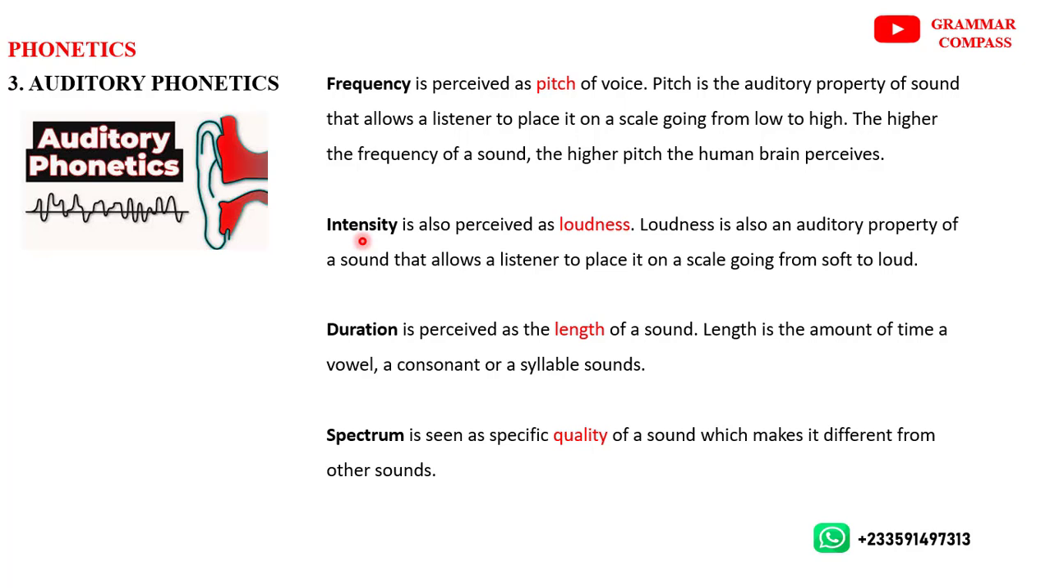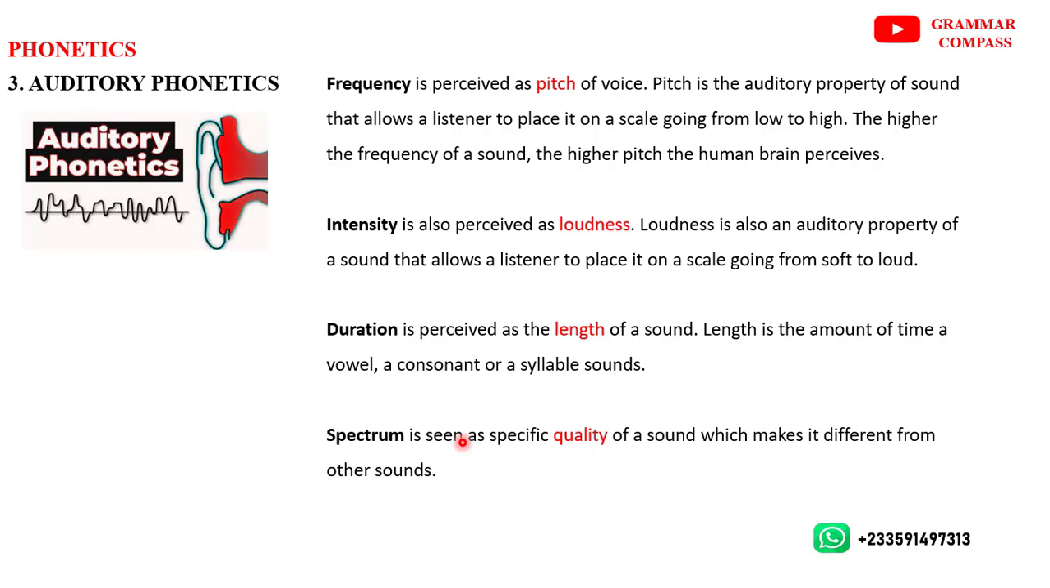Next in auditory phonetics is what we call loudness. Intensity is an acoustic property. So in auditory phonetics, we perceive intensity as loudness. Loudness is about how strong a sound feels to us, from soft whispers to very powerful shouts. Then we have duration. So this is the length of a sound. It is how long a vowel, a consonant, or even a whole syllable is held.